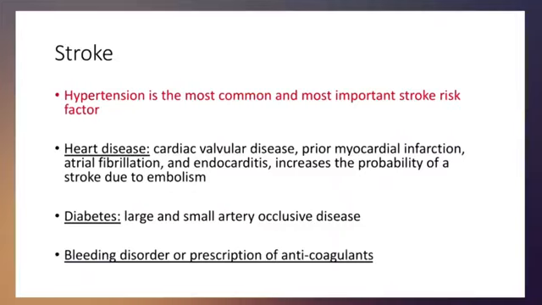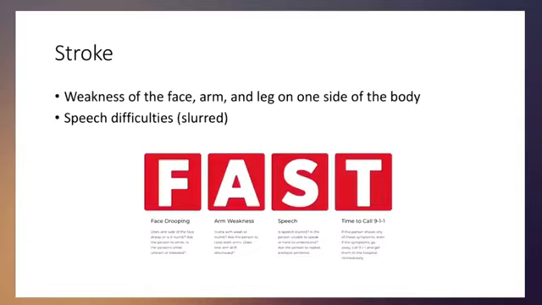Hypertension is the most common and most important stroke-related risk factor. Other heart diseases such as cardiac valvular diseases, prior history of myocardial infarction, atrial fibrillation, and endocarditis increase the probability of stroke due to embolism. Similarly, diabetes places patients at a higher risk, and patients with bleeding disorders and prescription anticoagulants are at higher risk for intracerebral or subarachnoid hemorrhage.